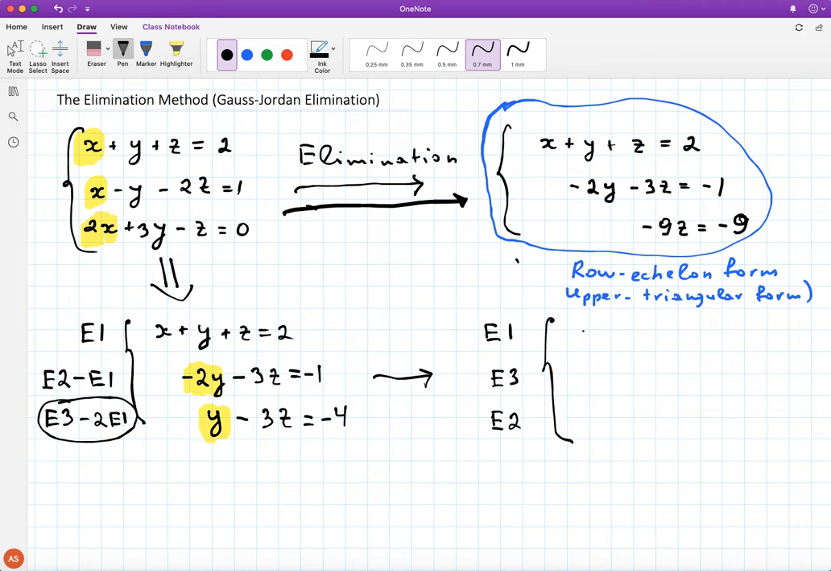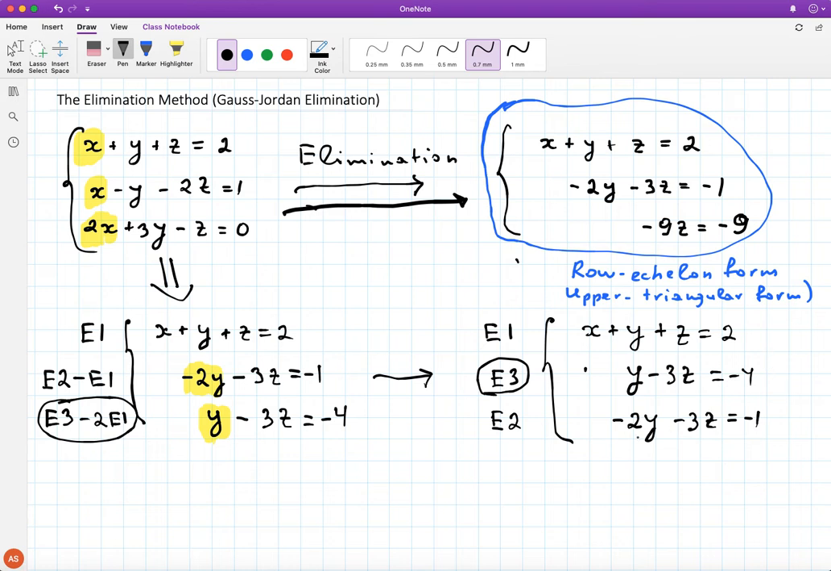Okay, so I'm rewriting the first equation, x plus y plus z equals 2. And my second equation is the third equation from the previous step. That's why I have E3 in front of the second equation. It will be y minus 3z equals negative 4. And my third equation will be actually the second equation from the previous system: negative 2y minus 3z equals negative 1. Next, we will use the second equation to eliminate y in the third equation.